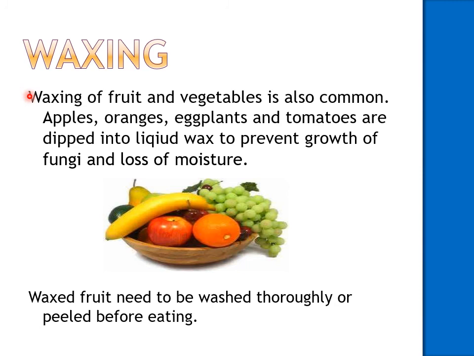Now, one more method by which food can be preserved is waxing, that is, coating a layer of liquid wax. Waxing of fruits and vegetables is another common method, for apples, oranges, eggplants. Eggplants means brinjal. Tomatoes are dipped into liquid wax to prevent the growth of fungi and loss of moisture. But before consuming such fruits or vegetables, they have to be washed thoroughly or peeled before eating, because wax is harmful for our body.